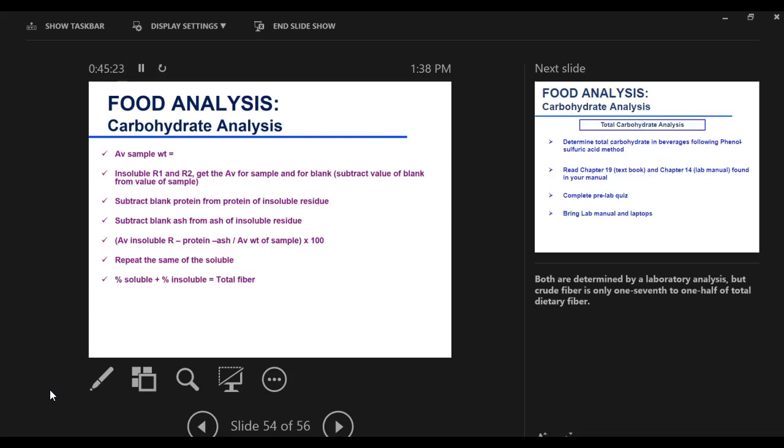So these are the things that you need to look for. What's the average sample weight? Then you get the insoluble residue 1 and 2. Get the average for the blank and for the sample, average value for the sample and for the blank. And then you subtract the value of the blank from the value of the samples. And then you have all of these procedures that you have to follow. You do that for the insoluble and repeat for the soluble, and then the value of the soluble fiber you add to the value of the insoluble, and you get the total fiber content.